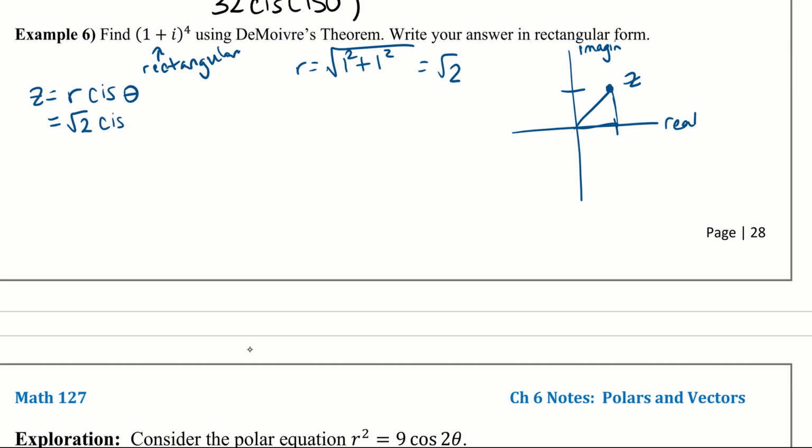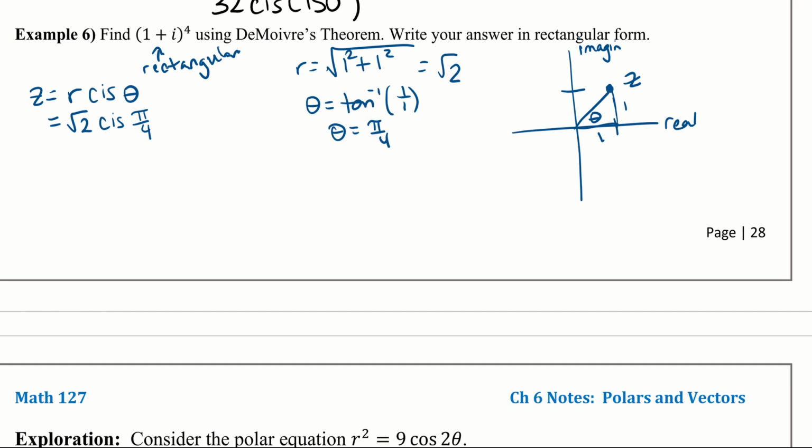And then I need to also find the angle measurement of theta. Well, theta is the inverse tangent of 1 over 1, so I need my sine and my cosine to be the same to reduce out, so theta must be pi over 4 since I'm in the first quadrant. So this would be root 2 cis of pi over 4.